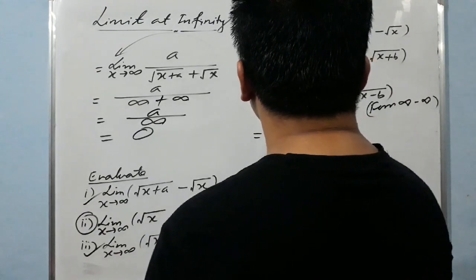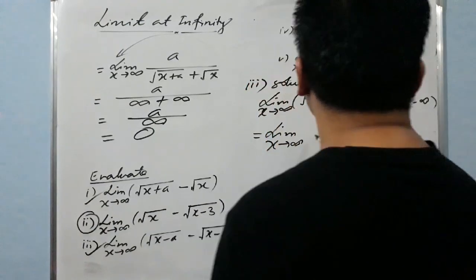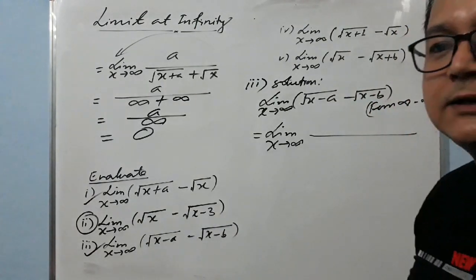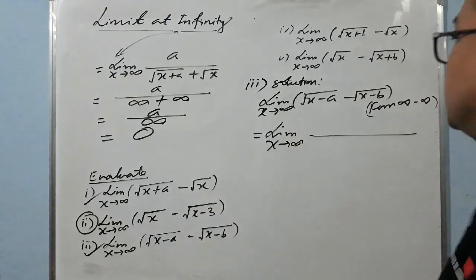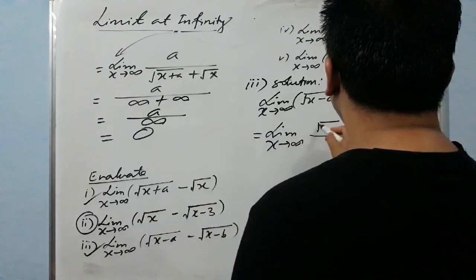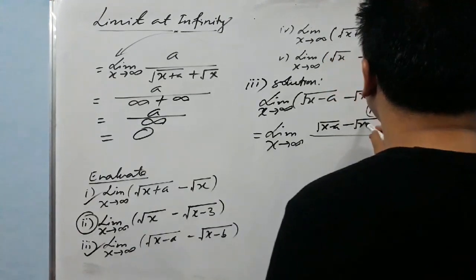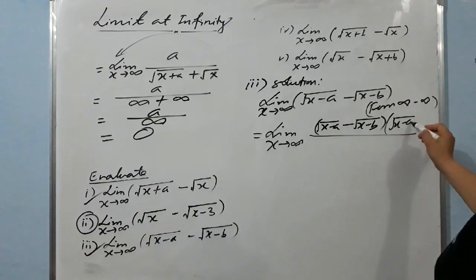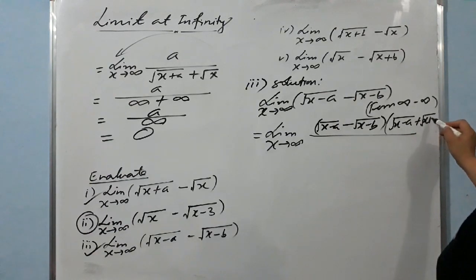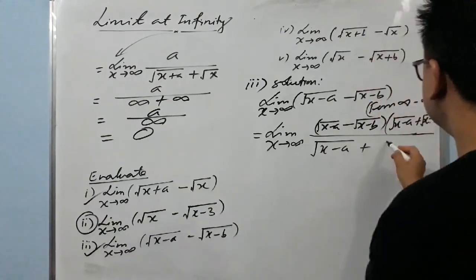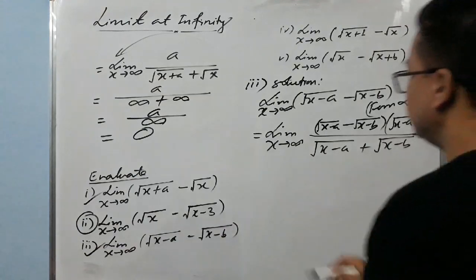So as I told you, the same method we will use to simplify here. We will multiply the numerator and denominator of the function by the conjugate of the numerator. We can say, rationalizing the numerator. Root x minus a minus root x minus b, and here root x minus a plus root x minus b. Okay, I think you understood here.